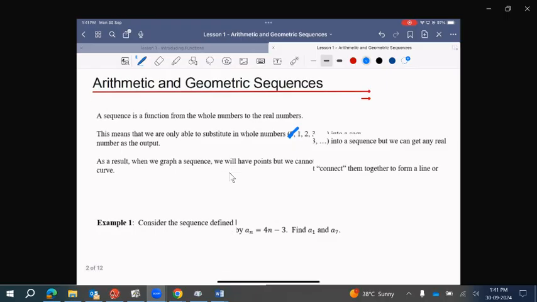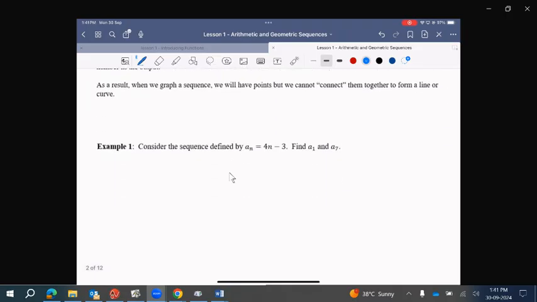So if we look at this sequence here, consider the sequence defined by an equals 4n minus 3. What is the first term in the sequence? So the first term in the sequence is a1. This would be 4 times 1 minus 3. That's going to give us 1. What's the seventh term in the sequence? The seventh term in the sequence is going to be 4 times 7 minus 3. So is that 25?